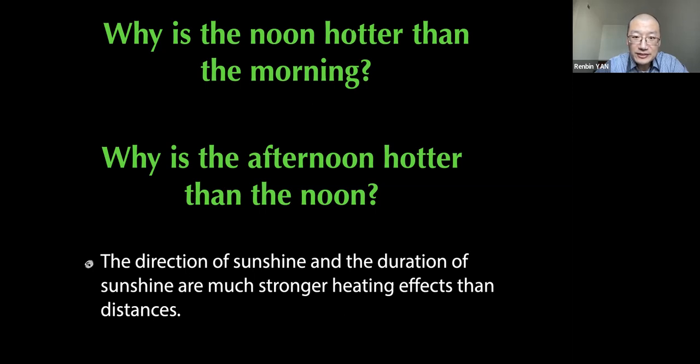So the first fact, that noon is hotter than the morning, is because the sun is shining more directly. And for the second question, why is the afternoon hotter than noon? It's because in the afternoon, you have had the sun for longer periods of time than at noon, right? At noon, you have only had the sun shining for 6 hours, but in the afternoon, you can have it shining for 8 or 10 hours. Longer periods of sunshine accumulate that heat, and so you feel the temperature to be hotter. So the duration of sunshine is also a much stronger heating effect than distance.